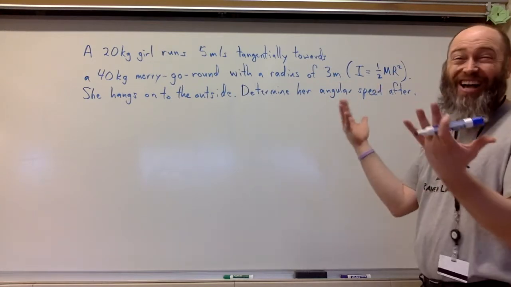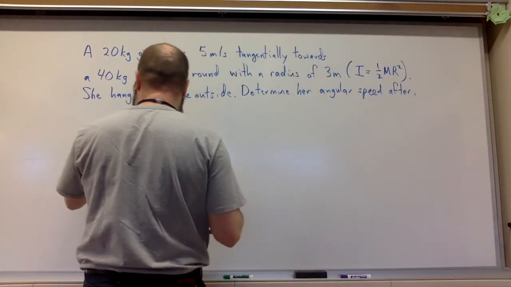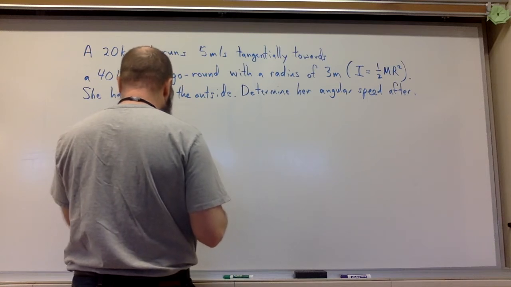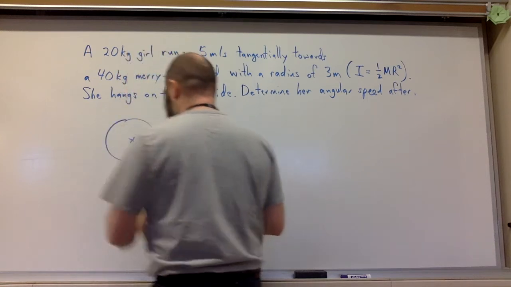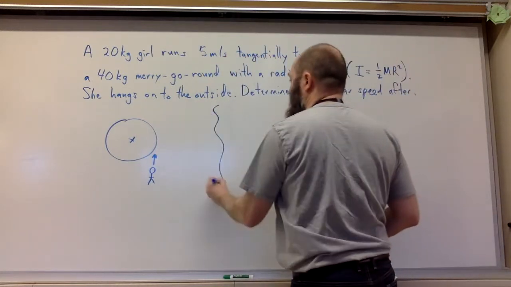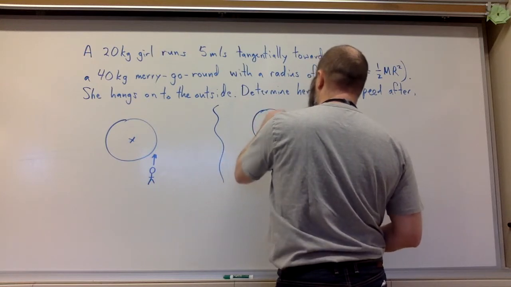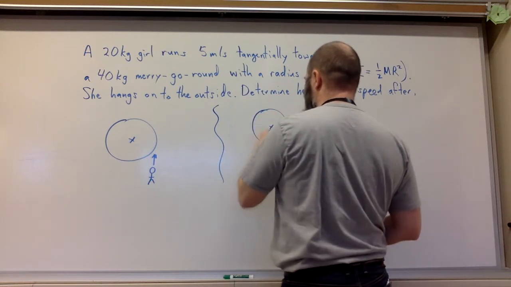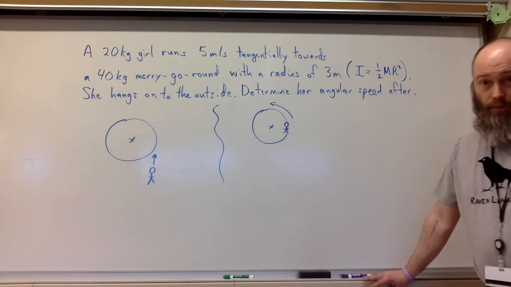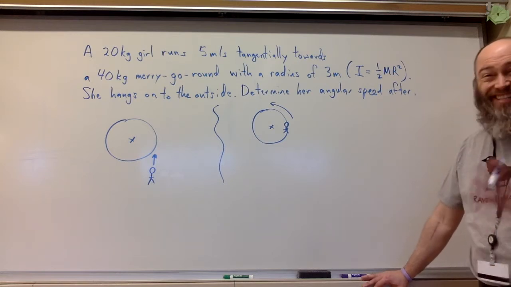So how do I do this? Well, I first draw a picture. So here is my merry-go-round. Here is my girl, and she is running 5 meters per second towards the edge. Then, for my after side, she has jumped on, and they're going to rotate together. So it's going to look something like this. Okay? All right. So, first of all, hopefully you understand it's a collision.